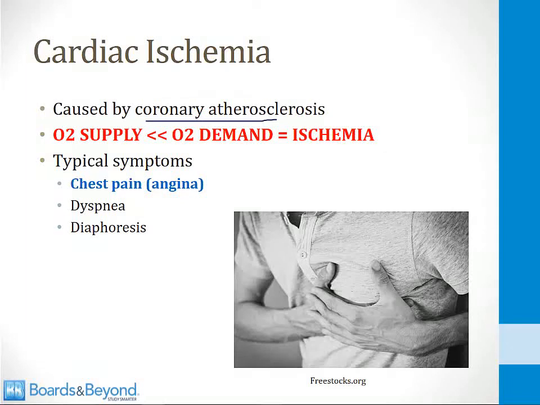of a coronary artery, this decreases the supply of oxygen to the myocardium. And anytime the supply of oxygen is less than the demand, this leads to ischemia. So the hallmark of ischemia is an imbalance between oxygen supply and demand.